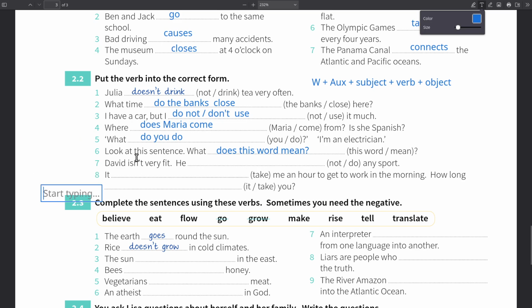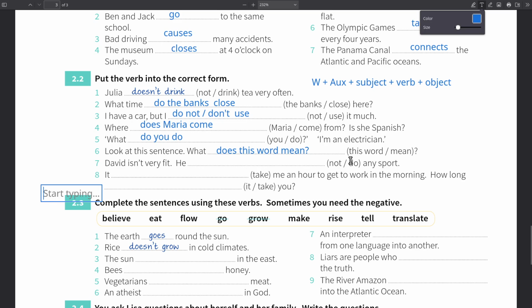The next part. David isn't very fit. Okay, he, right? He is the third person, singular. We got a negative sentence because we were saying not.